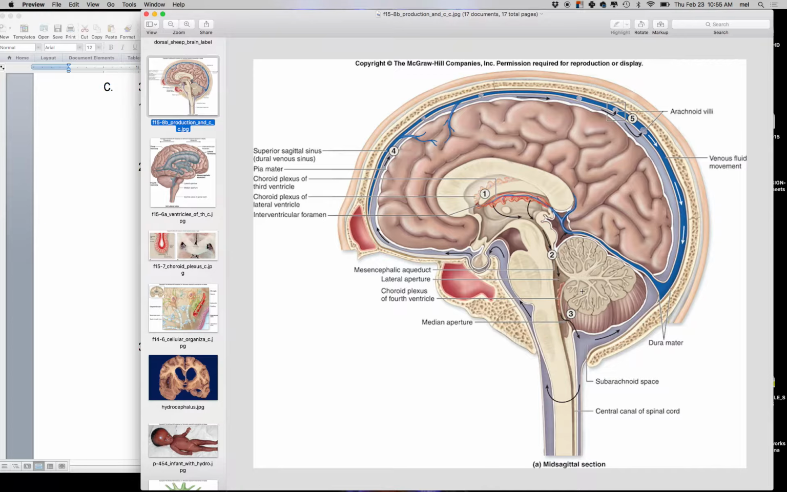Okay, brain boogers. And then this one, since it's a mid-sagittal section, you're only seeing the median apertures. You're not seeing the 2 lateral apertures. And they're going to reach into the subarachnoid space. And then the fluid circulates all the way around the subarachnoid space, around the brain and the spinal cord. Okay? Then, how do you get rid of it? Well, you already know. How do you get rid of it?